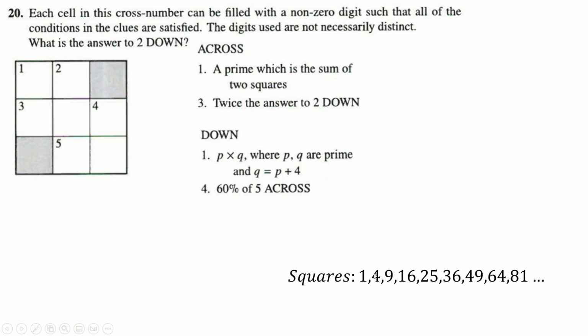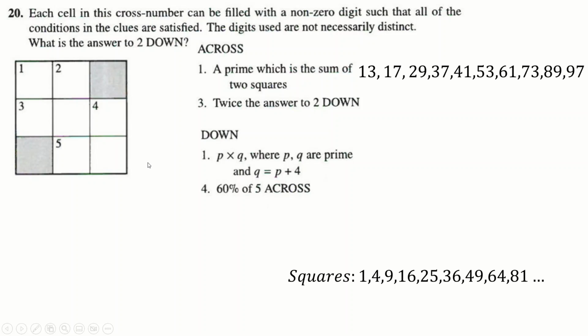So 1 plus 4 is 5, which is a prime, except these are non-zero digits, so I can't do 05. So I'm looking for 2 digits. Okay, so 4 plus 9 is 13, that is prime. And I just kept doing that. It took me a little while to make sure I'd got all of them, but this was my list that I came up with. 3 across is twice 2 down. Well, I don't really have much to go on there, so I'll just leave that for now.